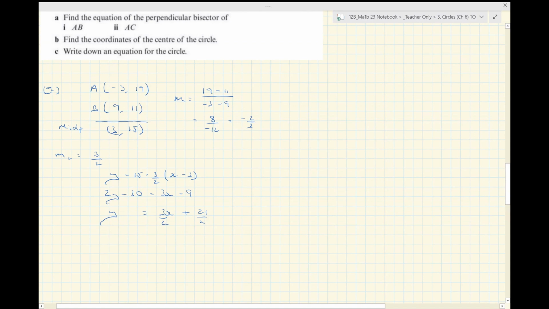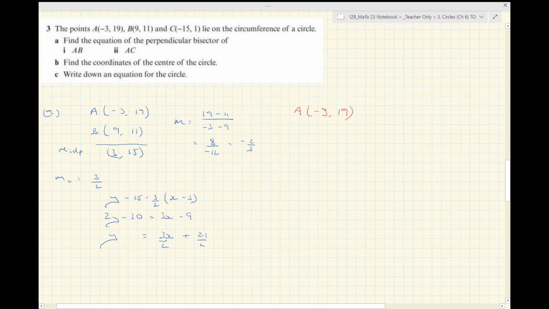Okay, part 2, the equation of the perpendicular bisector of AC. So I'm going to write down the coordinates of A, which is minus 3, 19, and write down the coordinates of C, minus 15, 1. And I'm going to follow exactly the same process for this question. So I'm going to find the gradient of AC. So that'll be 19 minus 1 over minus 3 minus minus 15, which is 18 over minus 3 plus 15, which is 12. So that is simply 3 over 2.